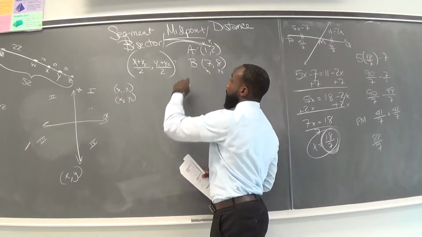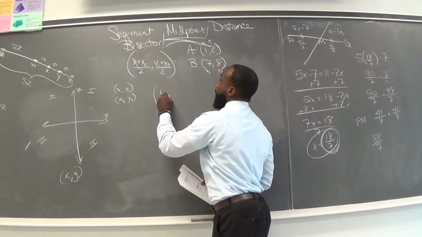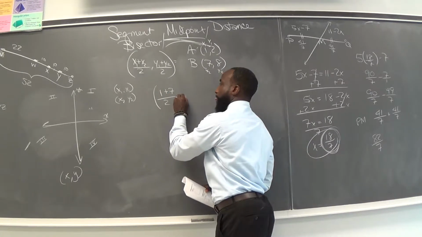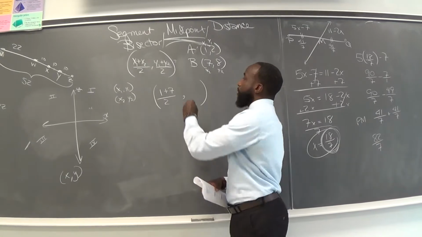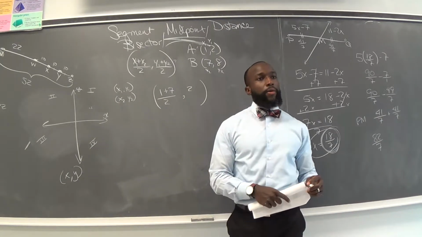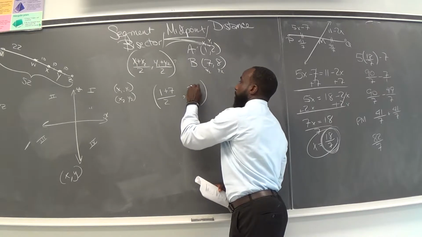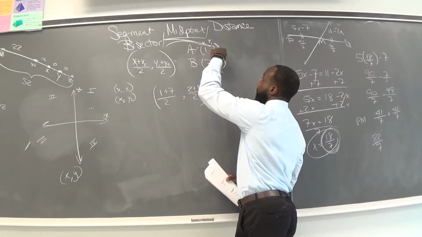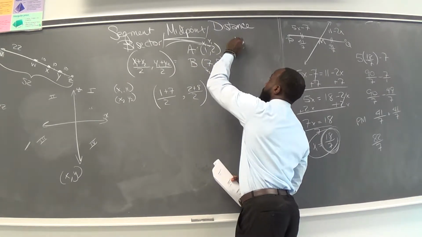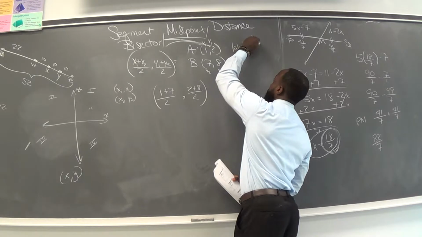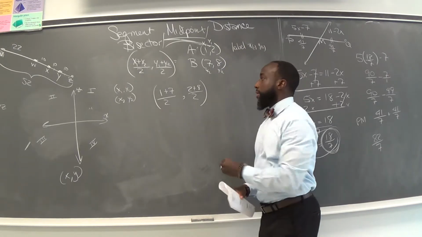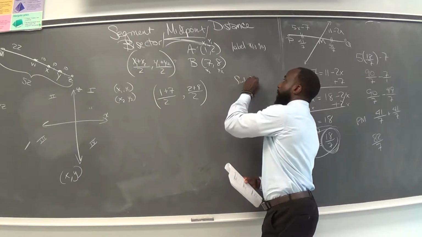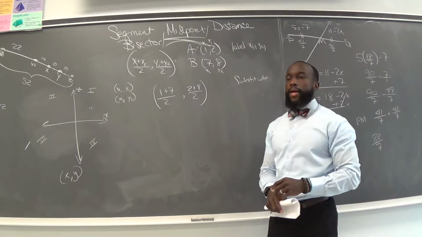So x1 is 1, x2 is 7, 7 over 2. That's the first one. And then for y, y1 is 2, and y2 is 8. Alright? Okay? So the first thing you want to do is label your x's and your y's. And then from here, you want to substitute your values in, and then finally simplify.